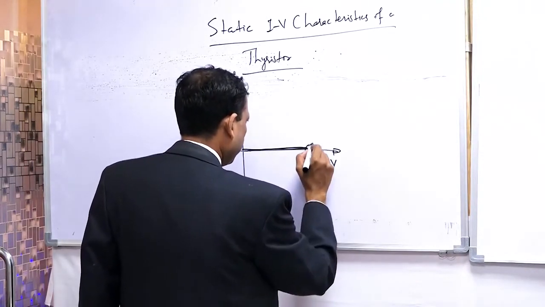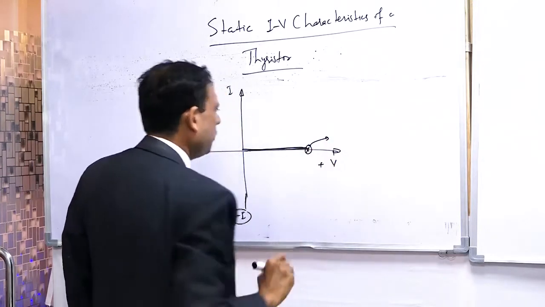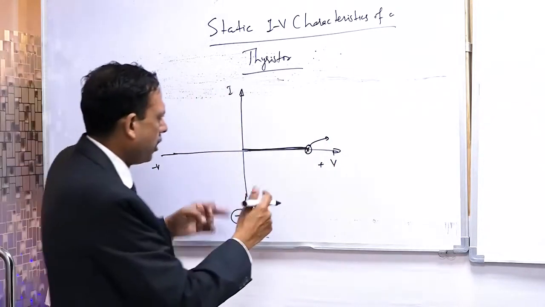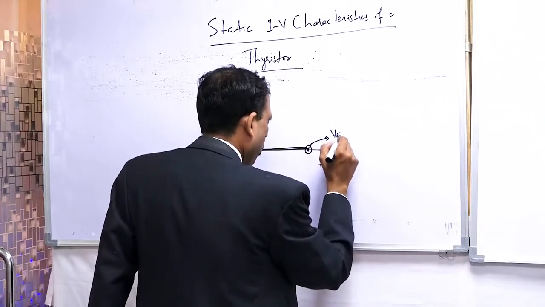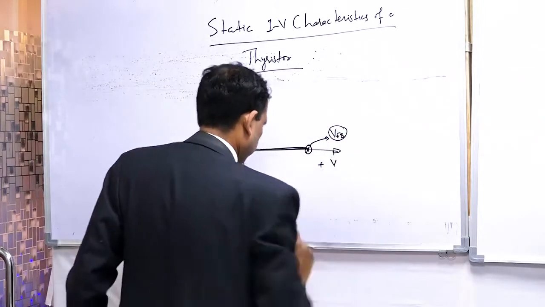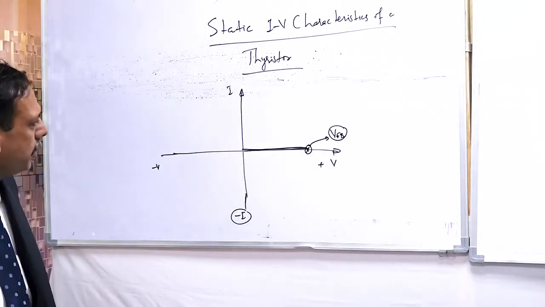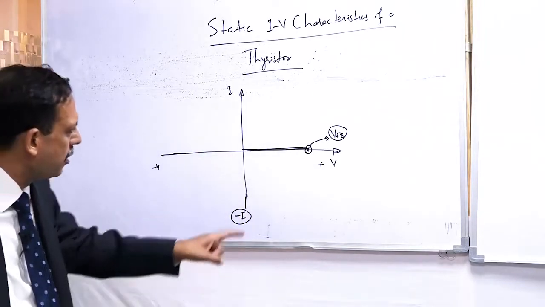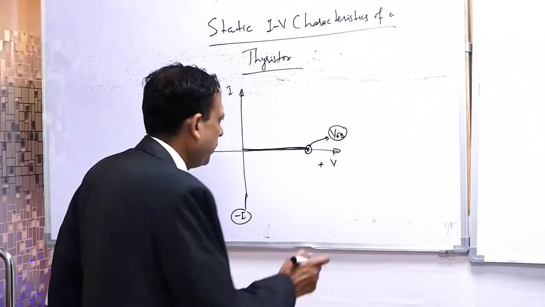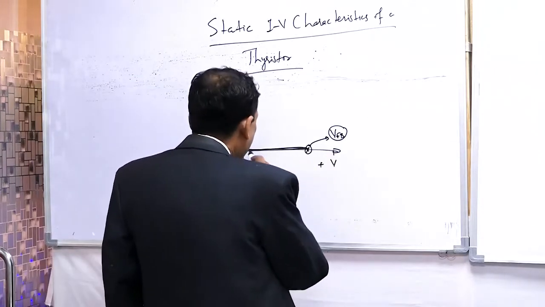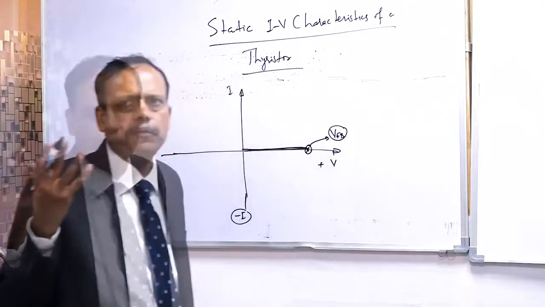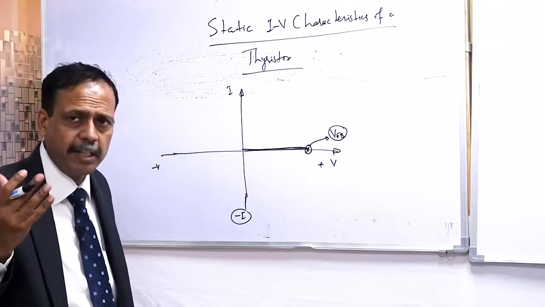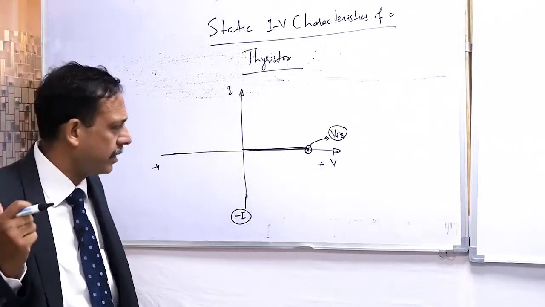What does this point mean? This point is the forward blocking voltage. When the forward voltage is applied across the thyristor, it means that the higher the value of this voltage, the better will be the rating of the thyristor. So ideally speaking, infinite is the best. We have already discussed this.